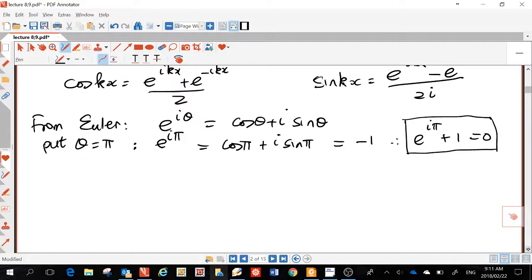Okay, so what I wanted to say here was that yes, e to the pi i is equal, where am I right? Is equal to minus 1.